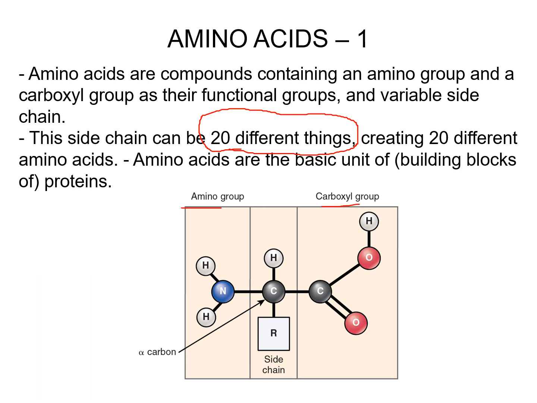The only difference between all 20 amino acids in the body is this variable group, or what we call this side chain, this R group. You probably haven't heard of too many of these unless you're like a big bodybuilder, weightlifter kind of person. But a very popular amino acid you may have heard of is tryptophan.